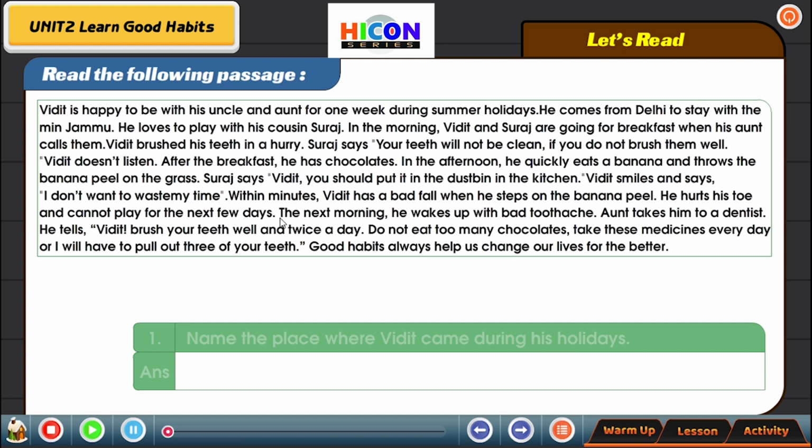The next morning, he wakes up with a bad toothache. Aunt takes him to a dentist. He tells, "Vidit, brush your teeth well and twice a day. Do not eat too many chocolates. Take these medicines every day, or I will have to pull out 3 of your teeth." Good habits always help us change our lives for the better.